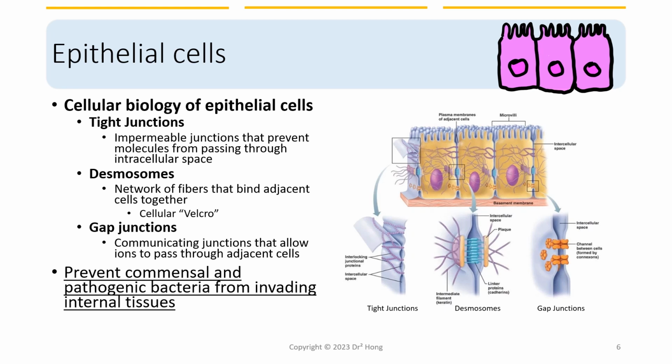The third one is gap junctions. The name suggests it has the widest space between the adjacent cells. This type of junction allows communications between two cells via ion passing through the channels.